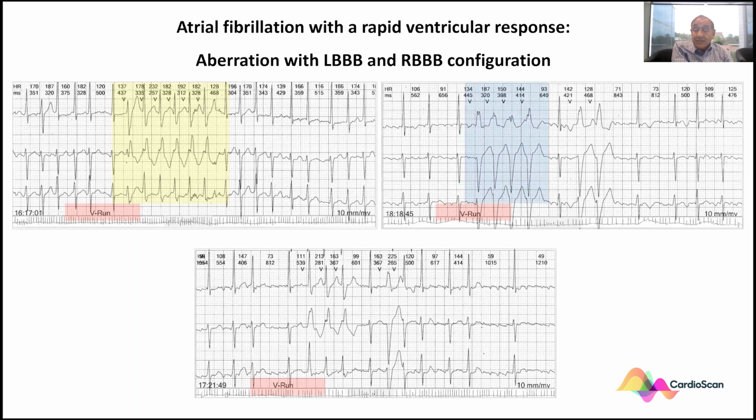Now looking at the one on the right with the blue highlight, you can see that now this is a classical left bundle branch block. Same patient and only some period of time between them. And then having a look here, you can see that it can change from right to left within a few beats.